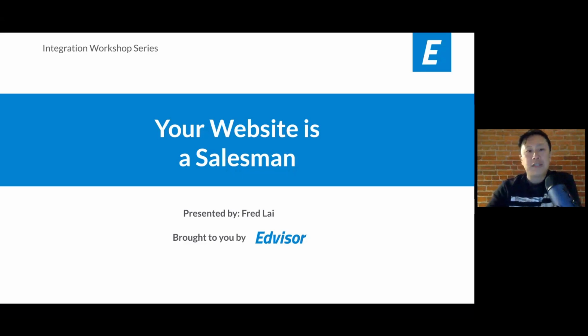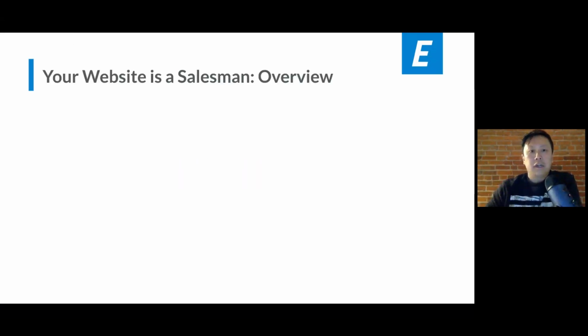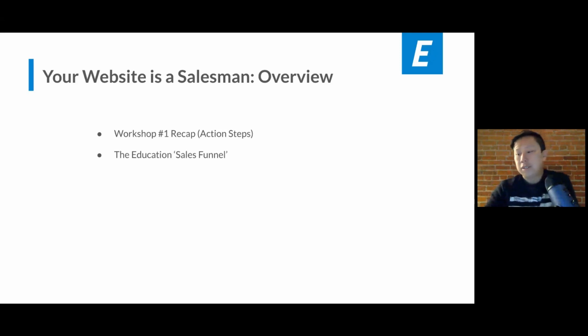So what we'll cover today, an overview. Your website is a salesman, an overview. First of all, we're going to do a quick recap of workshop number one. At the end of the first workshop, we had a few action steps. For those of you that didn't get the chance to see the first one, you'll hear about what action steps we talked about, what things you can do right now to really help with automation. The next thing we'll recap again is the education sales funnel, and you'll hear me refer back to it throughout the whole workshop series.